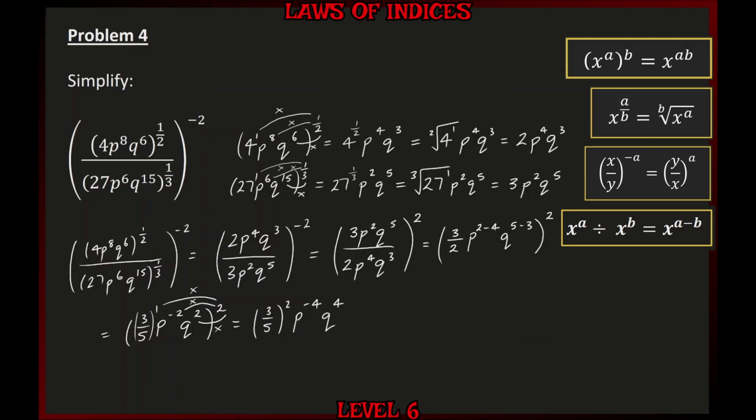Now 3 over 2 squared is the same as saying 3 to the power of 1 over 2 to the power of 1, squared. And once again, if we now multiply these powers together, we have 3 to the power of 1 times 2, which is 2, over 2 to the power of 1 times 2, which is 2, p to the power of minus 4, q to the power of 4. 3 squared is 9, and 2 squared is 4. So we get to our final answer, which is 9 over 4, p to the power of minus 4, q to the power of 4.